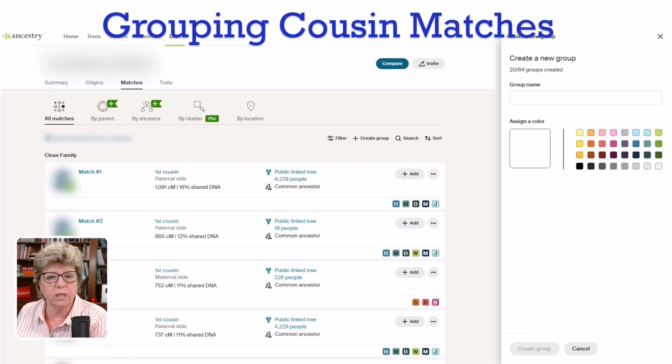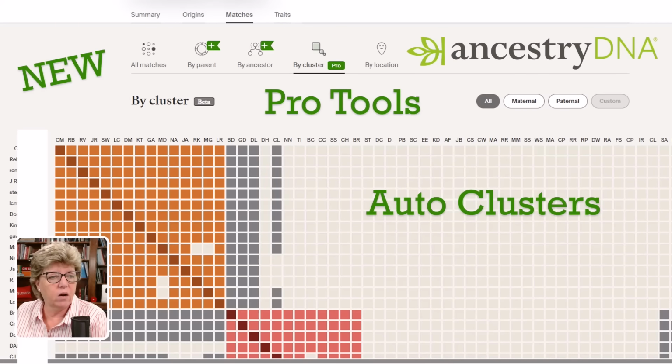But the clustering, I think really, just like we have been talking about for years, is a starter point: to do this by the 4 grandparents, right? So we've been doing this in the all match list. Now we want to click over to the new by cluster. And if you have the Pro Tools, you'll have this. And now you can get into the cluster area from that tab.